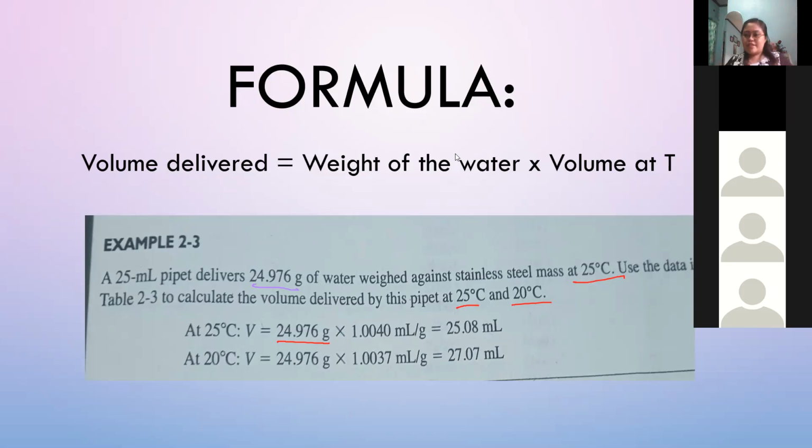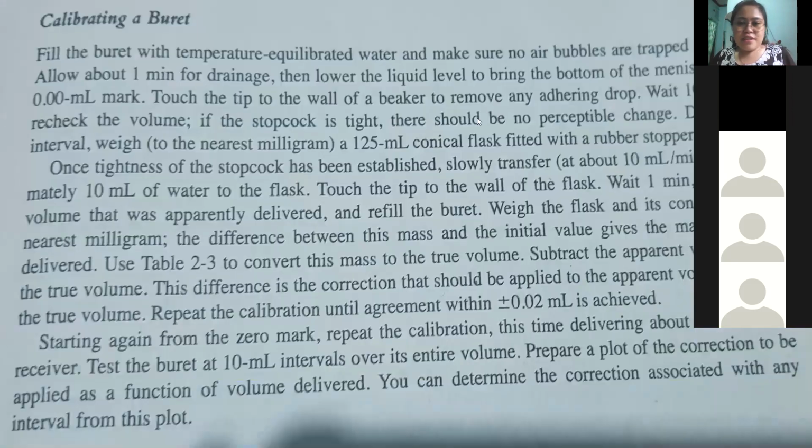Okay? Questions? Questions, class? None. You followed. Okay, so let's move on. If there are no questions, let's move on to the calibration of the burette.